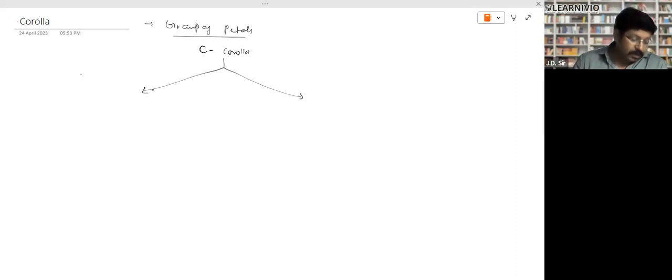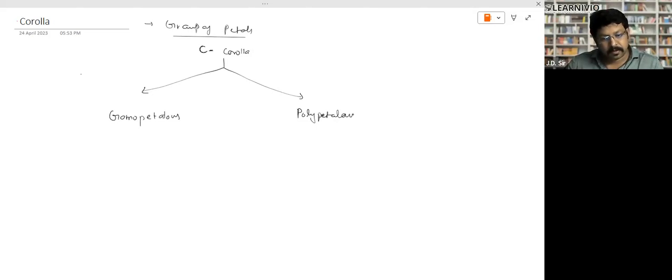They may be gamopetalous, or maybe polypetalous. Gamopetalous: in gamopetalous condition, petals will be fused. Petals are fused, right? In polypetalous condition, petals are free.